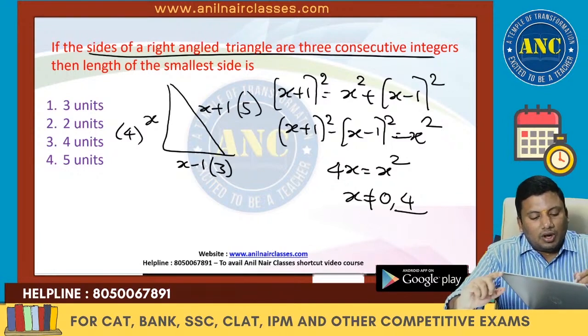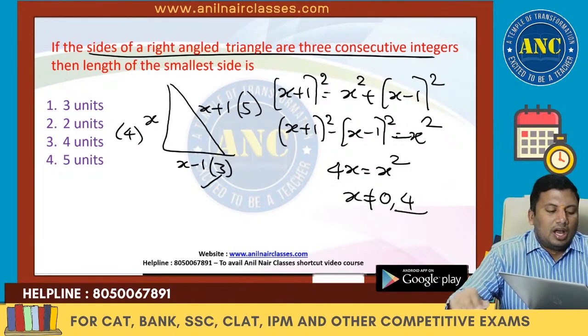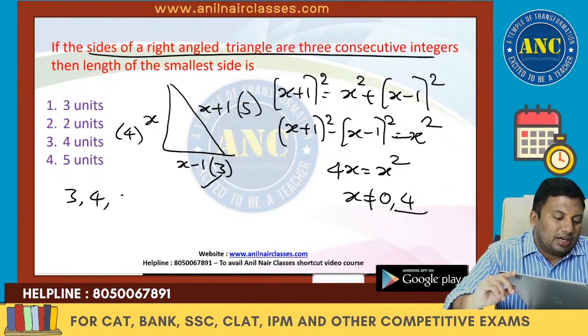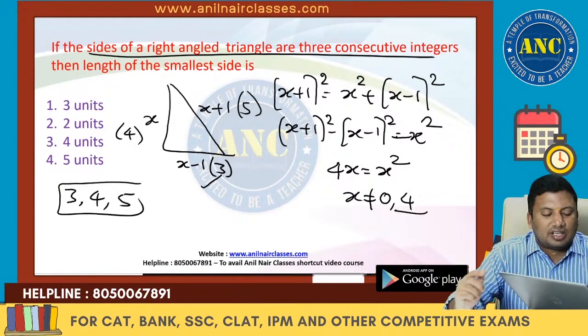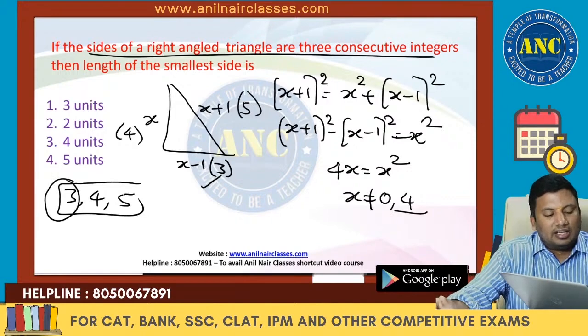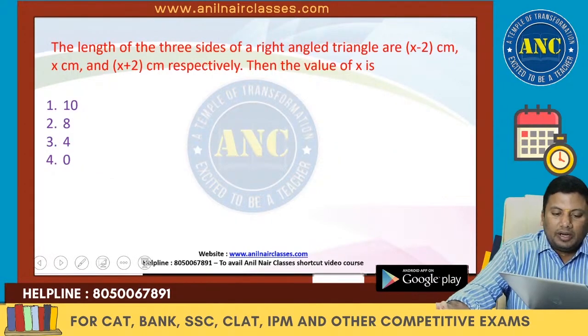The length of the smallest side is nothing but 3. Or if you are good in Pythagorean triplets, 3, 4, 5 satisfies this condition. Directly you can say that the answer is 3. I hope it is clear.